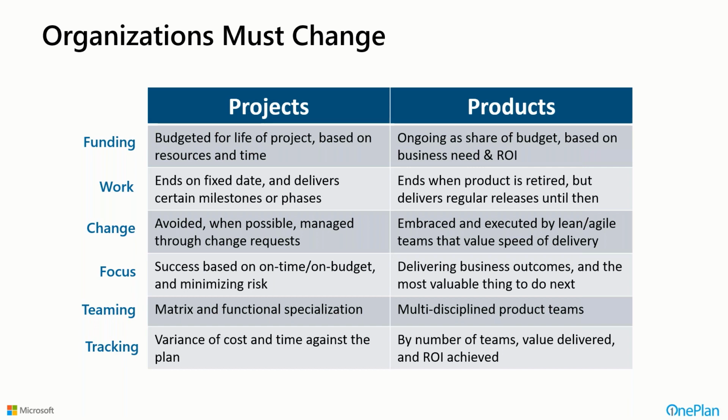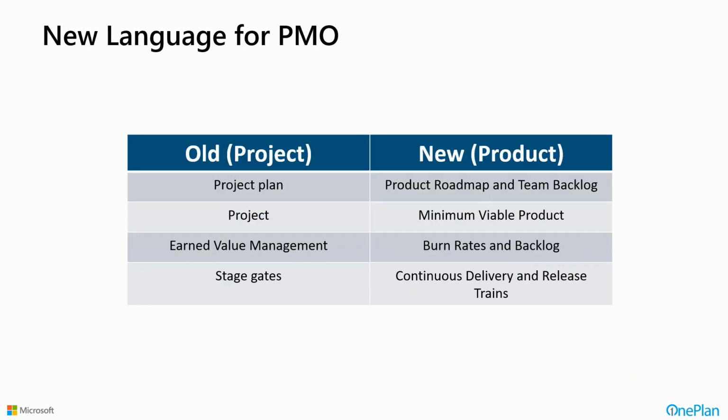We may use more lean and agile approaches and agile teams to make sure that that value is delivered in a speedy fashion. And we want to be able to deliver business outcomes, so we deliver the most valuable thing next, not just the thing that keeps us on time or on budget or minimizes risk. So the key is that there are different dimensions here that we must look at. So instead of a project plan in the old fashion, we have product roadmaps and team backlogs. As far as projects in the old world, we have minimum viable product and releases. The old progress measurements of earned value management turn into things like burn rates and backlogs. And instead of stage gates, we look at continuous delivery and release trains and things like that. So it is a culture shift for us to get through as we go on through this whole thing.